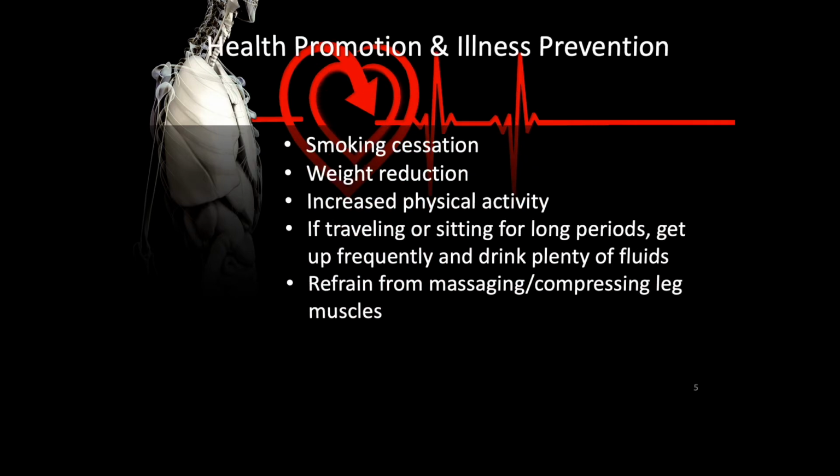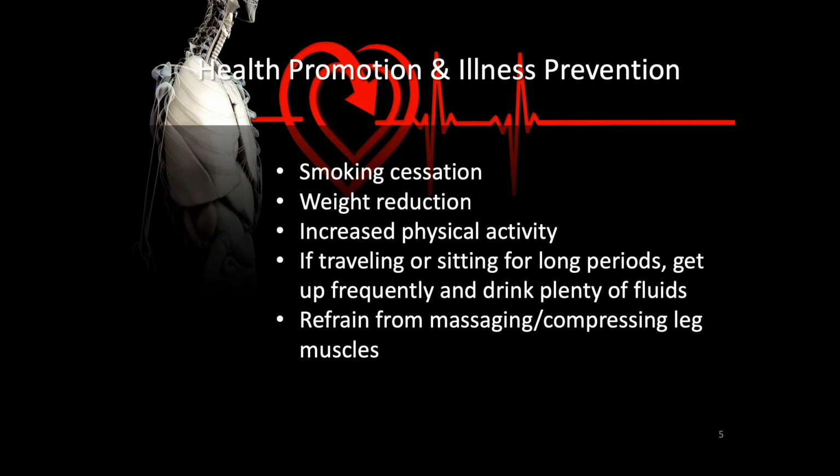Teaching to prevent the incidence of pulmonary embolism includes urging the patient to stop smoking, weight reduction, increasing physical activity, and if traveling or sitting for long periods of times, to frequently get up, drink plenty of fluids, and even consider anti-embolism stockings. Lastly, you should remind the patient to refrain from massaging or compressing the leg muscles, because that can actually break free the DVT, leading to a pulmonary embolism. It's one of the reasons we are discouraging you from actively checking for Hohmann sign when suspecting a DVT.